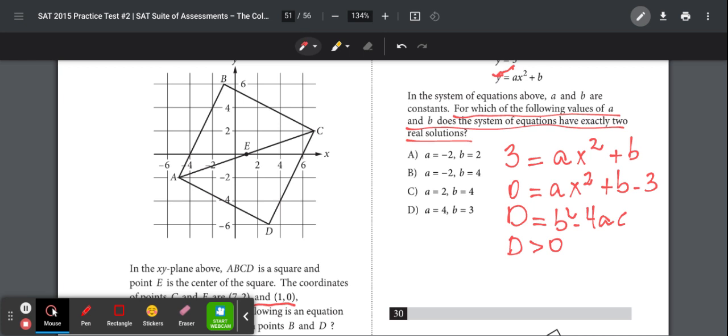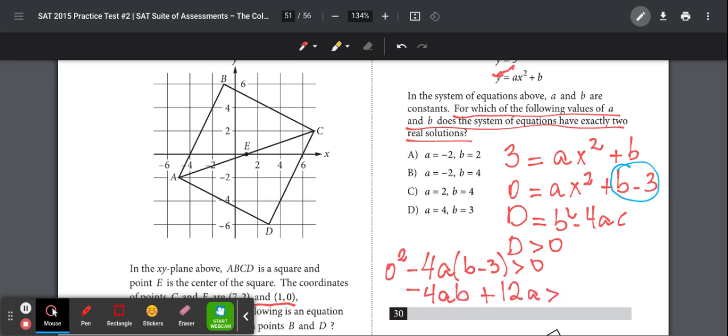B squared, we don't have a b in our quadratic, it's going to be 0. So 0 squared minus 4, a is a. In my case, c is going to be b minus 3. That has to be a positive number. When I simplify that expression, I end up with negative 4ab plus 12a has to be a positive number, greater than 0.